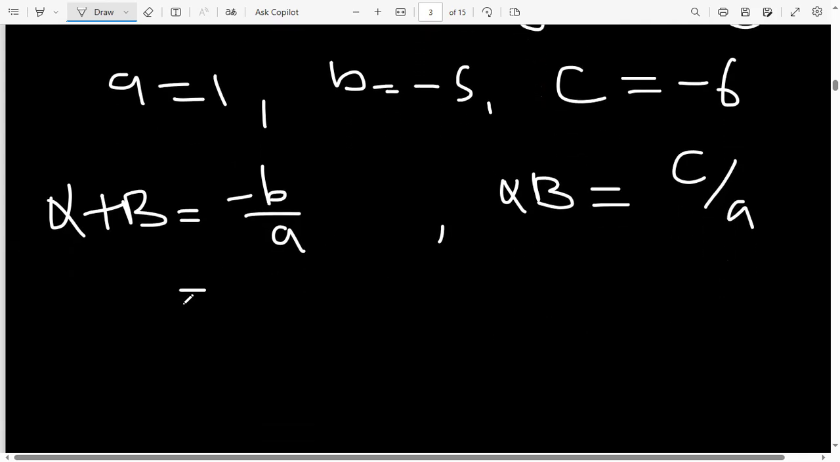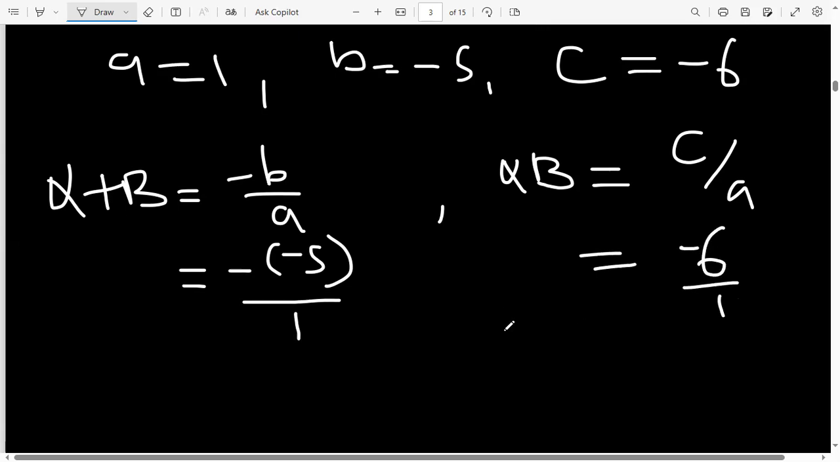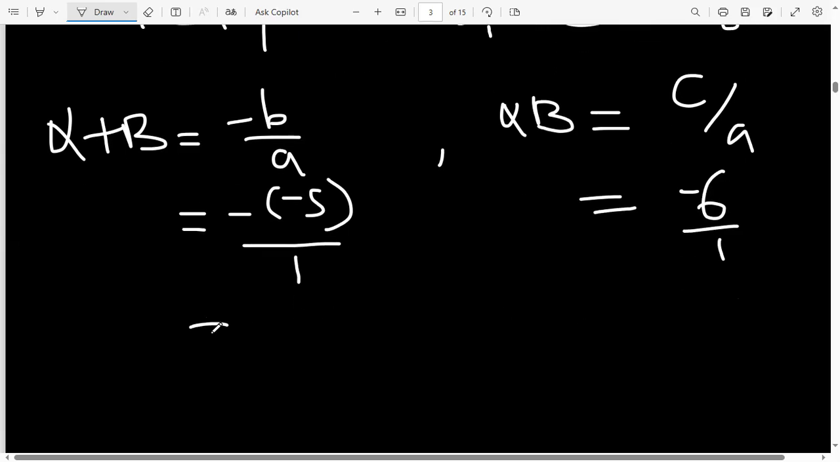So let's replace with these numbers now. I have minus, and where there's b, I'm putting minus 5. Careful with the sign, divided by a. And then here I have equals to minus 6 divided by a. So our sum is 5, and our product is minus 6.